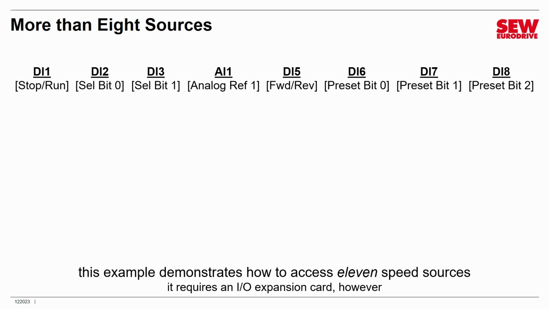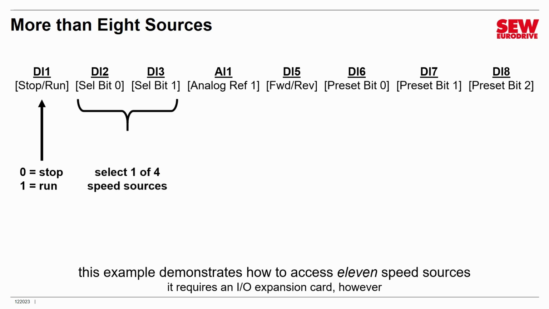So here is our more than 8 source configuration. You notice we're using 8 digital inputs here instead of the usual 5. One of them is an analog input 1. Everything else is digital. So digital input 1 is a stop run signal.